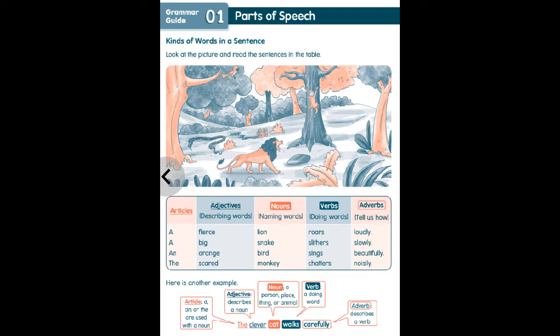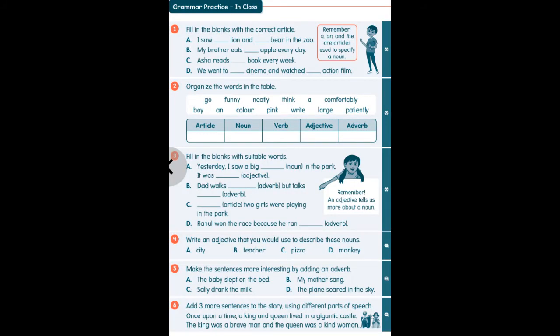Article, adjective, noun, verb, and adverb are called parts of speech. Now here you have grammar practice which you are supposed to do in class. This activity you can solve with a pencil during our online class. This also we are going to discuss. Okay, so this was about your grammar book.